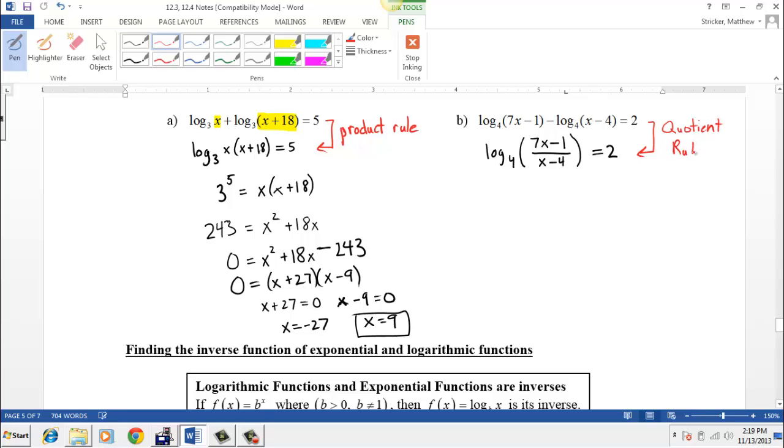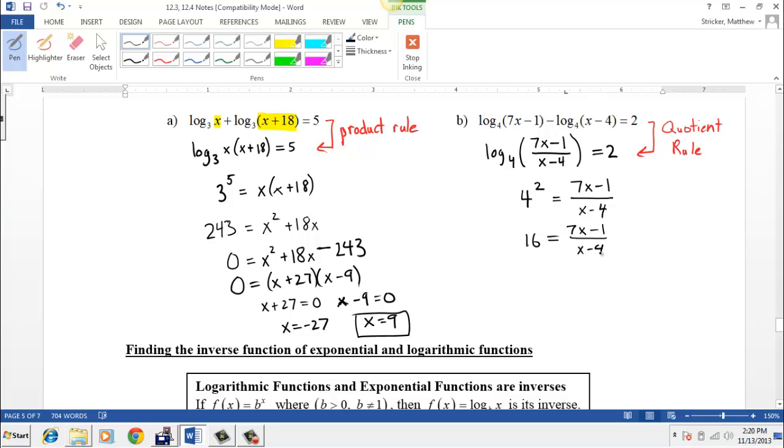And again, we're now kind of stuck. We have a log equal to a number, so what do we do? Change it to exponential form. The base is 4, the power is 2. Base 4, power 2 equals the argument, or 16 is equal to 7x minus 1 over x minus 4.